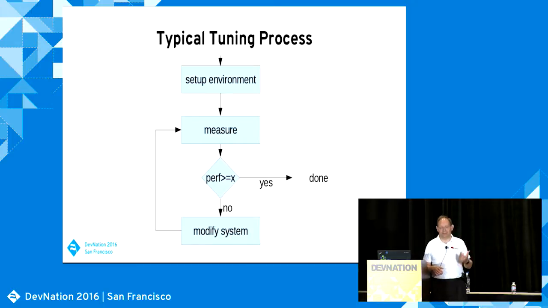Okay, so the stupid simple flow chart, and you probably all have this in your head too. You set up your environment, then you measure things. If your performance is good enough, performance greater than or equal to X, done. If not, you modify something and redo.